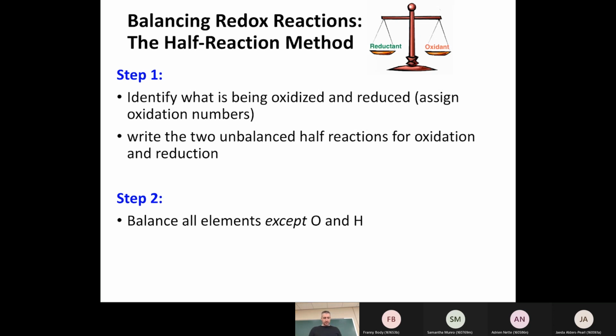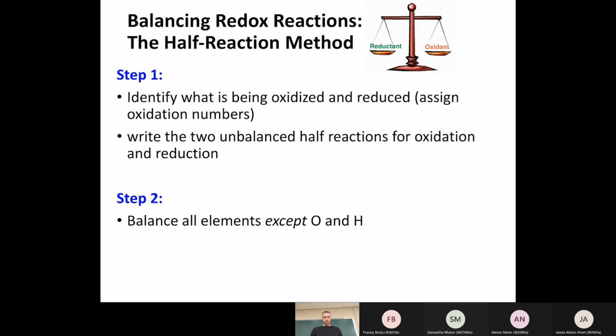So step 1 says identify what is being oxidized and reduced and assign all of the oxidation numbers. So if you assign the oxidation numbers, whichever one has its oxidation number go up, it's being oxidized. Whatever is going down is being reduced. Many things will not have their oxidation numbers changed at all. So they're not being oxidized or reduced.